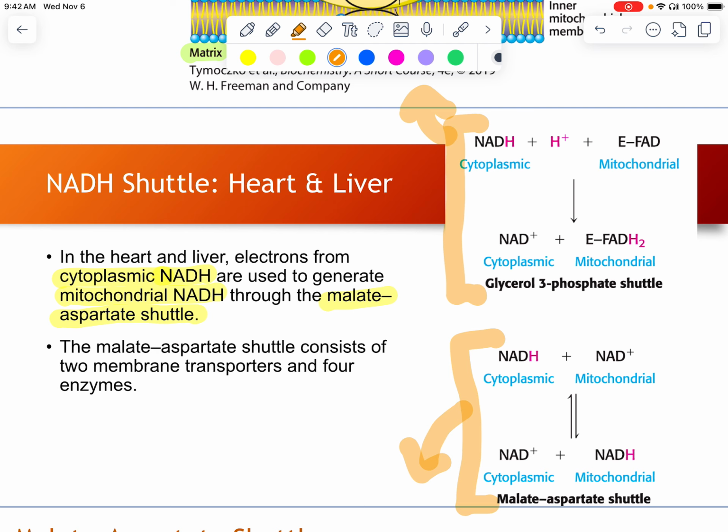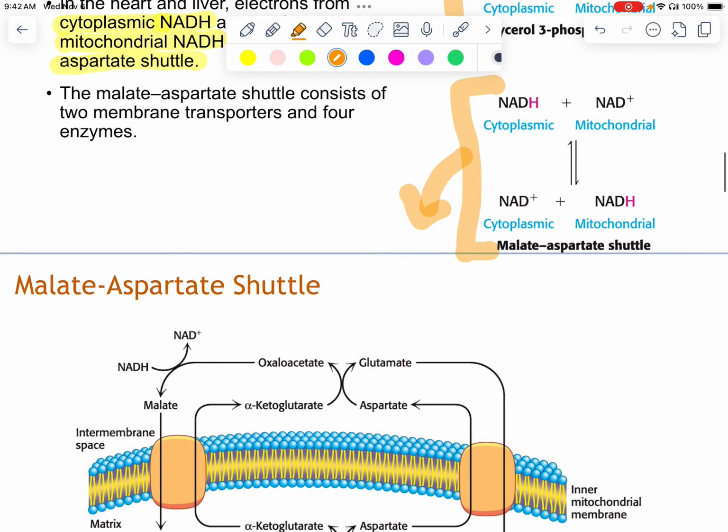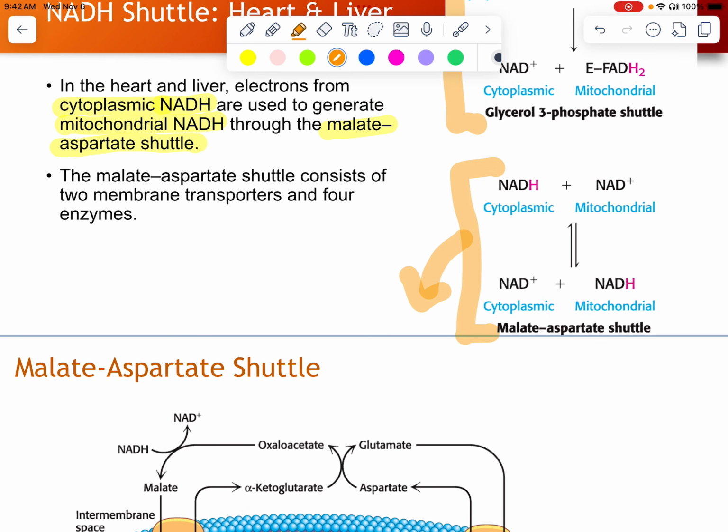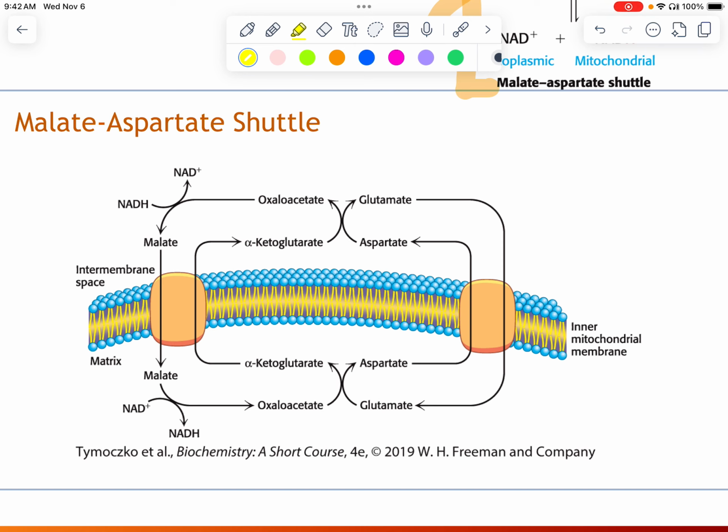So when we look at this, this is a complex system. This is what I wanted to highlight for you real quick: 2 membrane transporters, 4 enzymes. You do not need to know the names for all these enzymes. I really want you to know the big idea of this. And the main point is that we have different systems to get electrons through the mitochondrial membrane depending on the cell type and organism. But we need to be able to get those electrons into the mitochondria, and we need to regenerate that NAD plus in the cytosol.